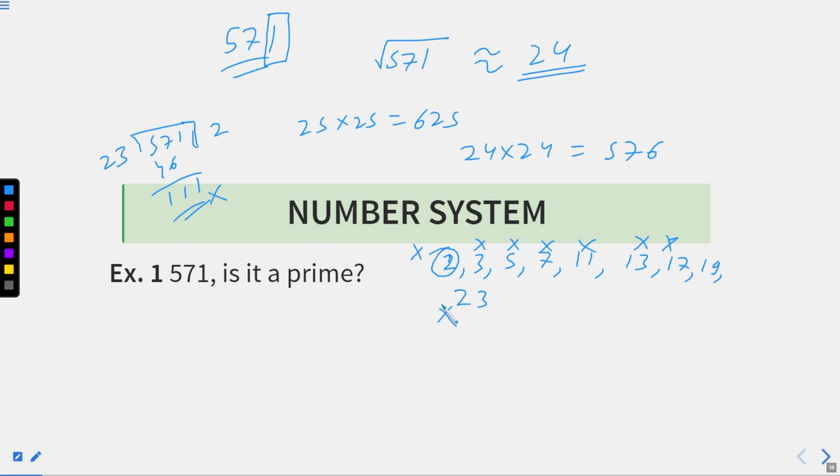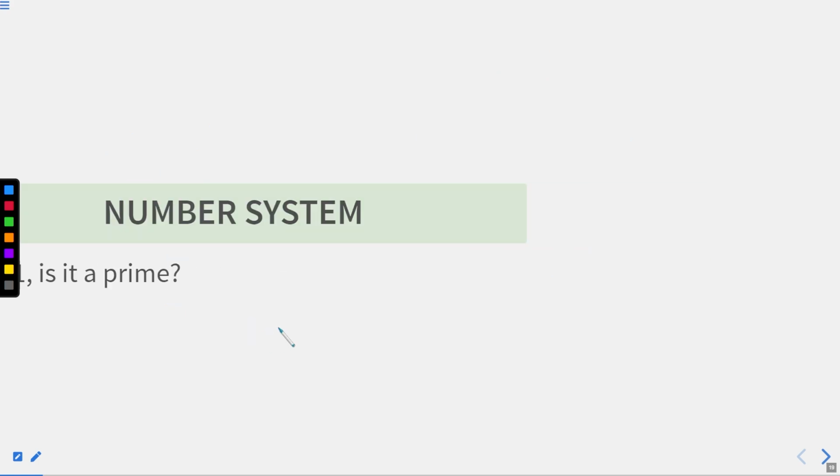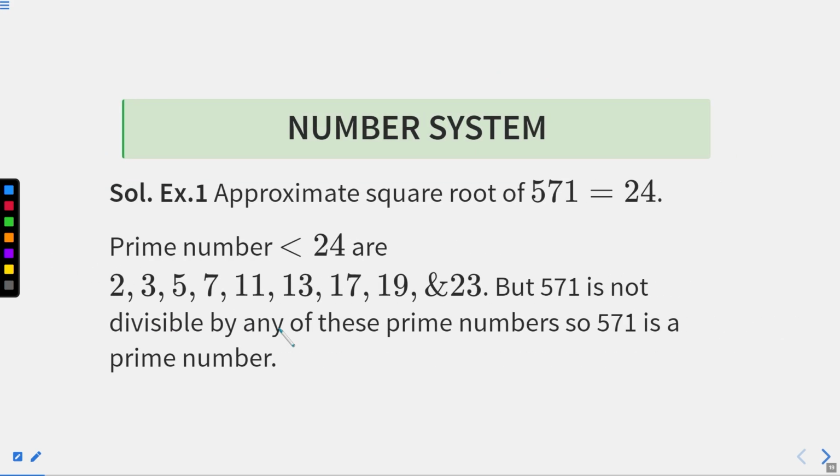So none of the numbers from the list divides 571. So we say that it is a prime. Yes, it is a prime. 571 is not divisible by any of these, so 571 is a prime number.